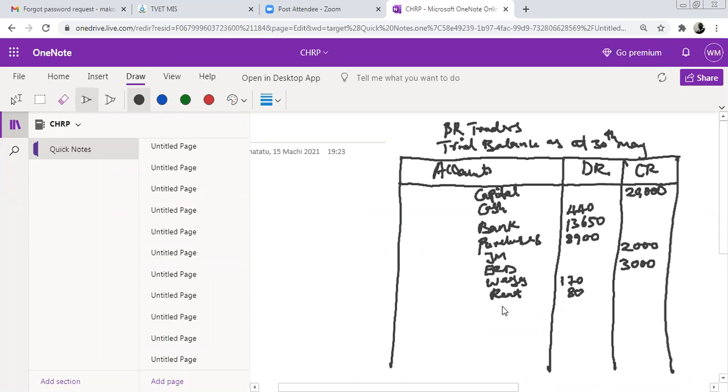Then another account, sales, credit of 88. Then another account is furniture, debit of 150. The other account is SP, 1,500 debit.